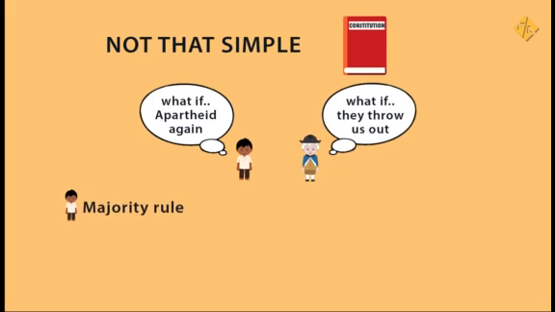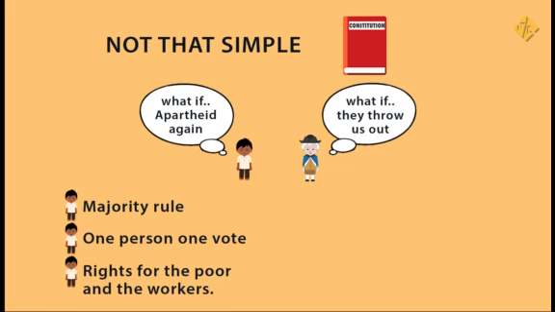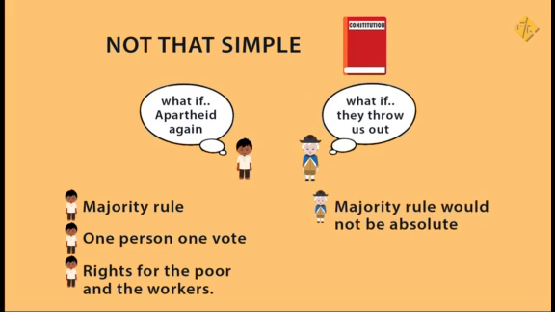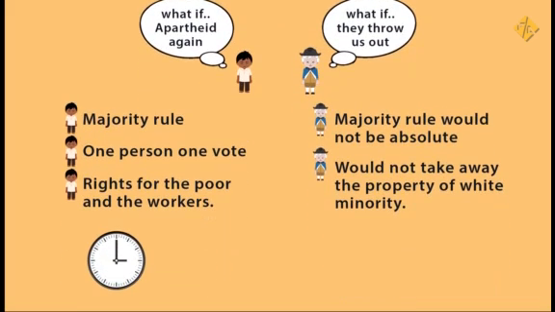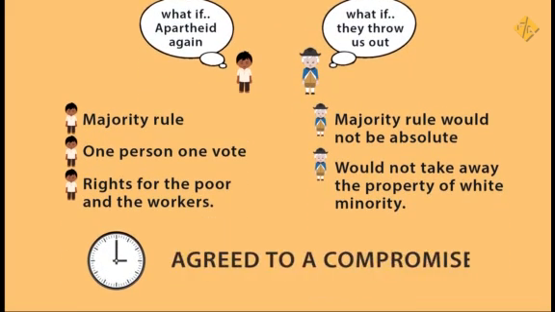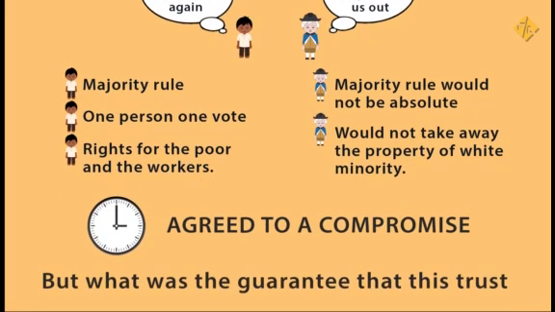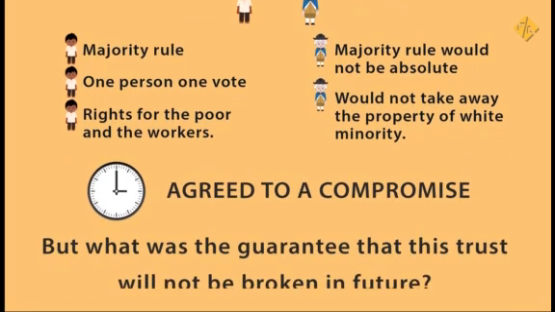Blacks wanted majority rule, one person, one vote, and rights for the poor and the workers. Whites wanted that the majority rule would not be absolute. They would not take away the property of the white minority. After a long negotiation, both parties agreed to a compromise. But what was the guarantee that this trust would not be broken in future?